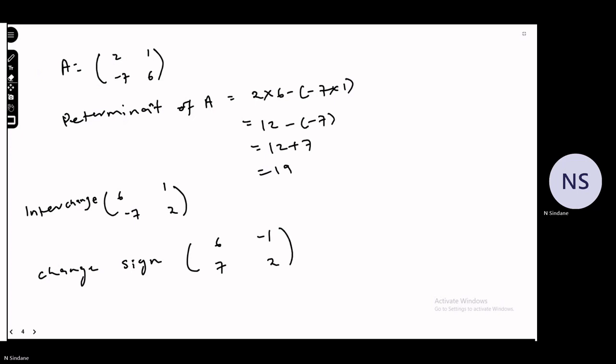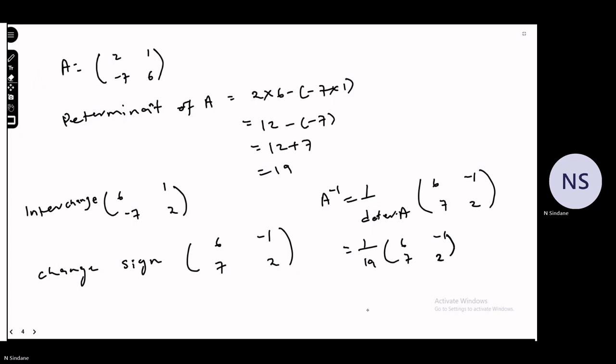Then lastly, we multiply by the determinant. So A inverse is equal to 1 over the determinant of A into 6, 7, negative 1, and 2. Remember, this is 1 over 19 into 6, 7, minus 1, 2. Multiply inside the bracket, which will be 6 over 19, minus 1 over 19, then 7 over 19, then 2 over 19. That will be the inverse of this matrix.